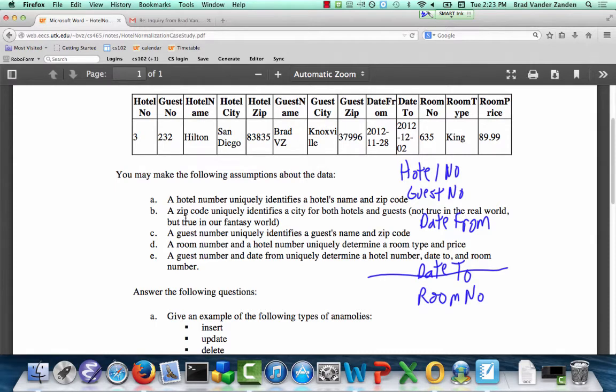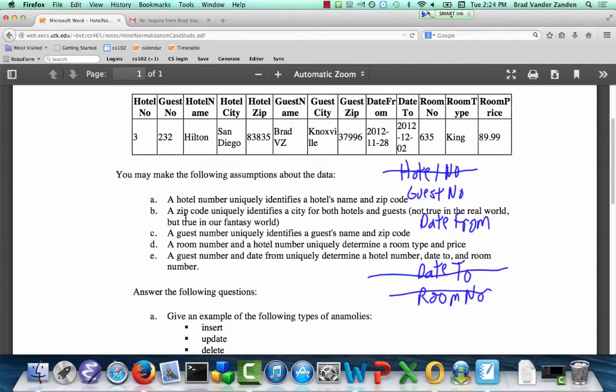And also I think, yes, you can get rid of hotel number and room number. That is correct. Sorry. Now you have it. So guest number and date from is going to uniquely identify it. So guest number by itself can't do it because a guest might have multiple bookings, not on the same day. And date from doesn't do it.